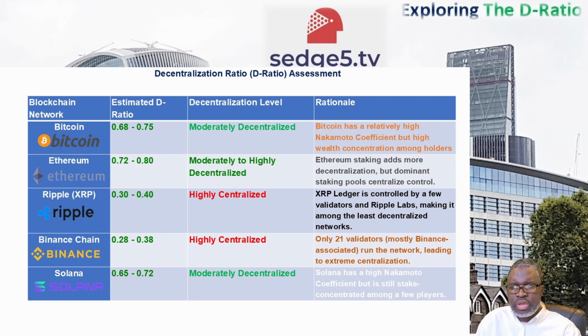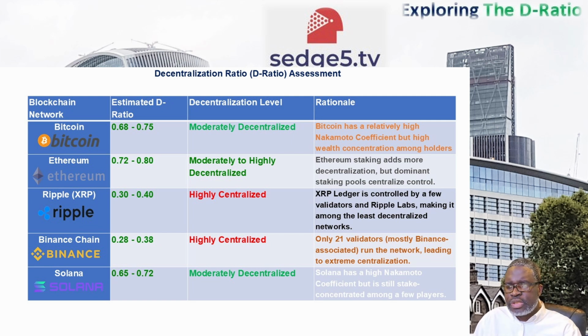For the D ratio, Ethereum has got a range of 0.72 to 0.80, which classifies Ethereum as moderately to highly decentralized and a little more decentralized than Bitcoin. That's not going to be popular, I know. Next, let's look at Ripple XRP.